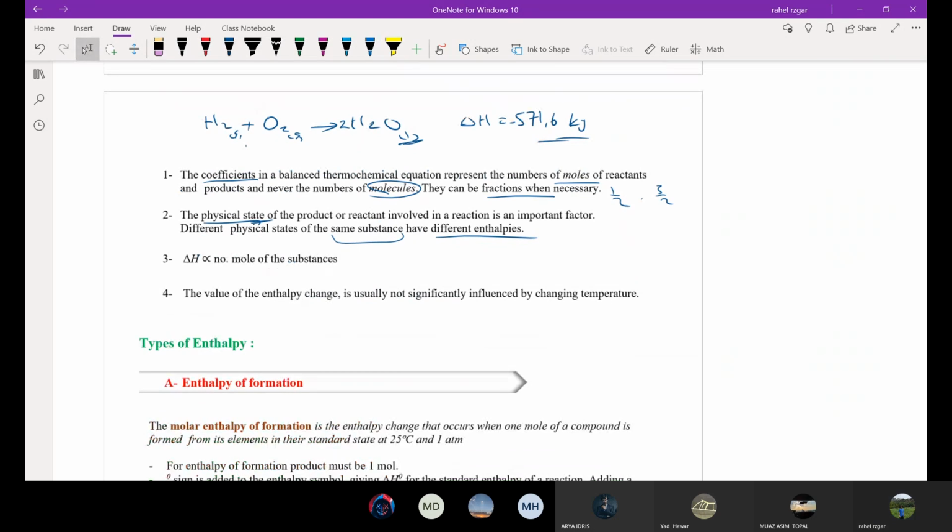Good. Third, delta H and number of mole of the substances are directly proportional. So delta H is directly proportional to the number of mole of substance. This is related to the previous note that we said. If you want to multiply a reaction by any number, then you have to multiply the delta H also by the same number.